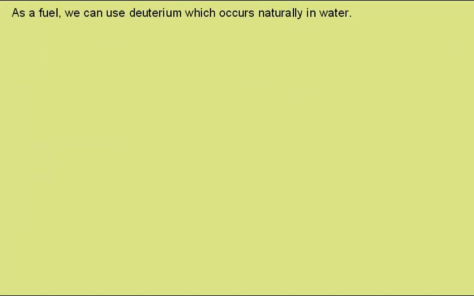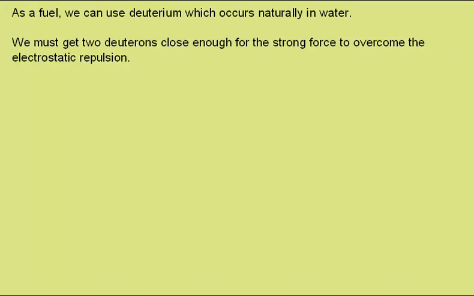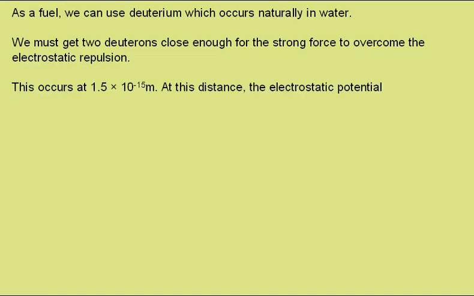As a fuel, we can use deuterium. This occurs naturally in water. We must get two deuterons or deuterium nuclei close enough for the strong nuclear force to overcome their electrostatic repulsion. This occurs at around 1.5 times 10 to the minus 15 meters, and at this distance the electrostatic potential, EP, will be given by the product of the two charges over 4 pi epsilon naught r, where epsilon naught is the permittivity of free space and r their distance of separation.